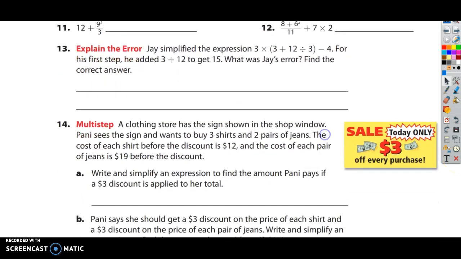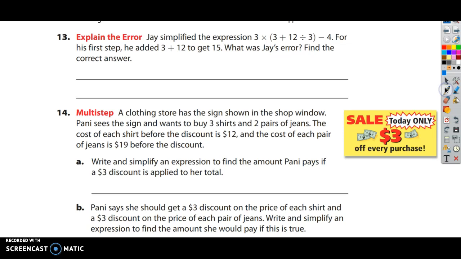All right, number 13 reads, explain the error. J simplified the expression 3 times, parentheses, 3 plus 12 divided by 3 minus 4. For the first step, he added 3 plus 12 to get 15. So he did this step first right here, 3 plus 12. What was J's error? Well, he correctly started inside the parentheses. And that's true. That wasn't the problem. If you're like, well, he started inside the parentheses, that's true. That's what you're supposed to do. So J correctly started inside the parentheses. But he chose the wrong operation inside the parentheses, and I'll show you why.